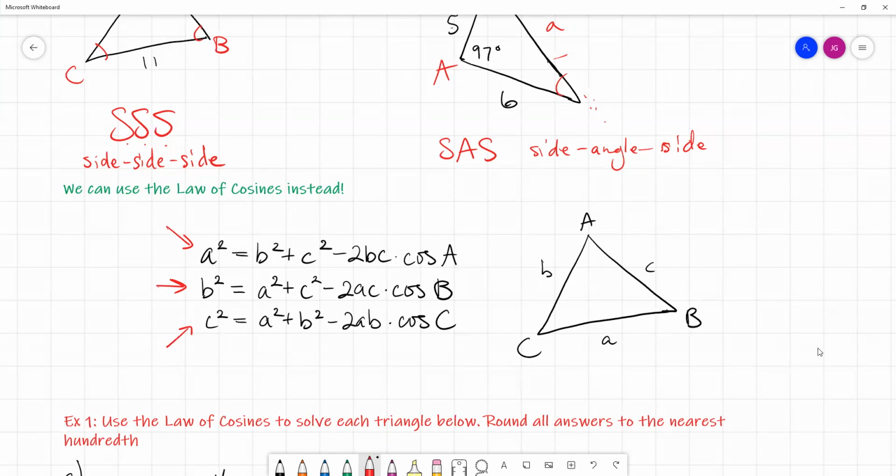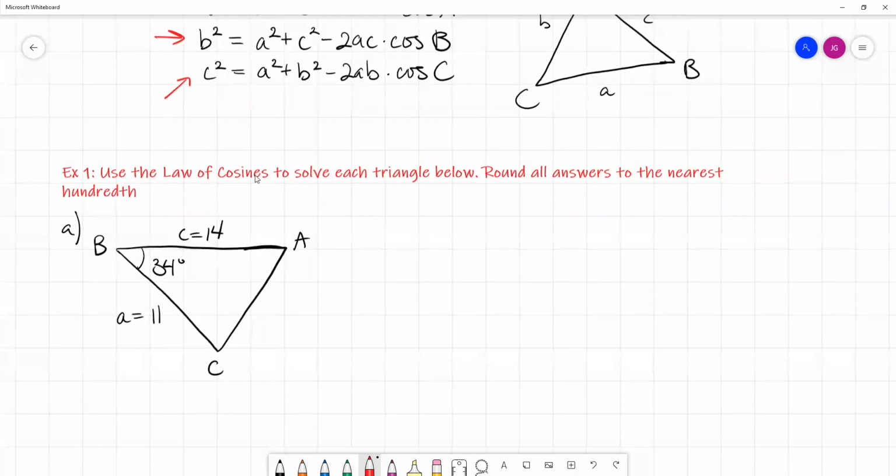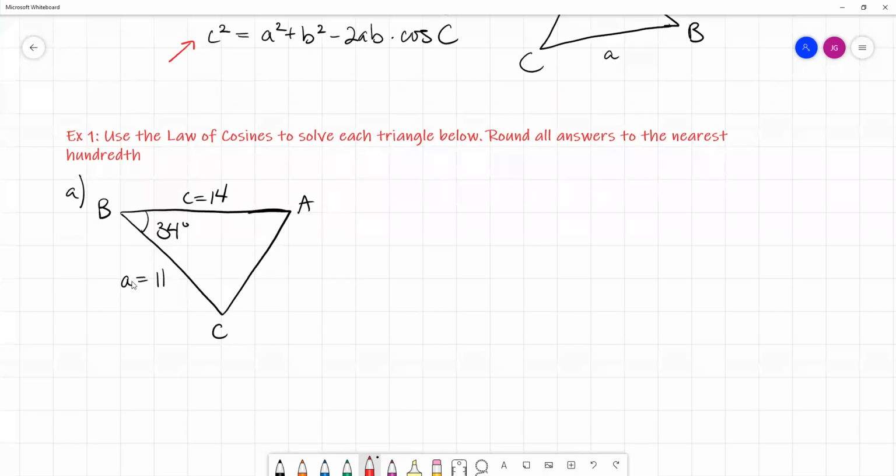Okay, so let's go ahead and just see how to use these. Let's start with the first example. Use the law of cosines to solve each triangle below. Round all answers to the nearest hundredth. Here's our first part of this example. We have side a, side c, and angle B. Two sides with the angle in between. This is definitely going to need us to use the law of cosines. So whenever you have this case, whenever you have side-angle-side, solve for the opposite side first.